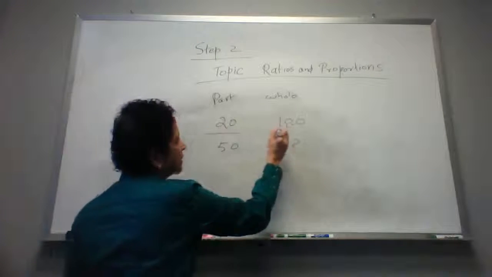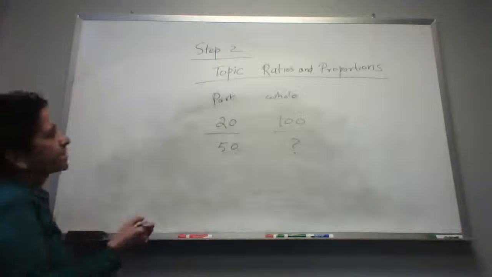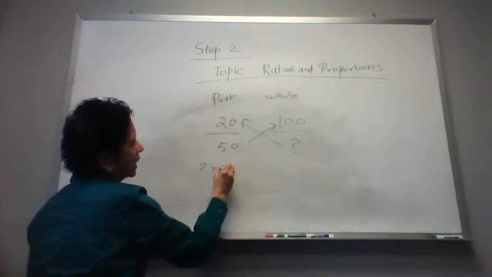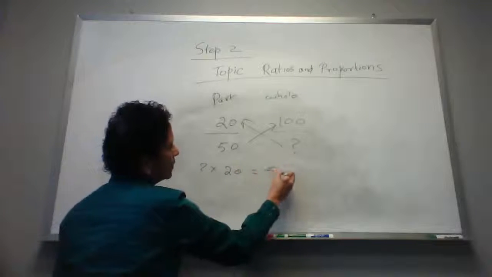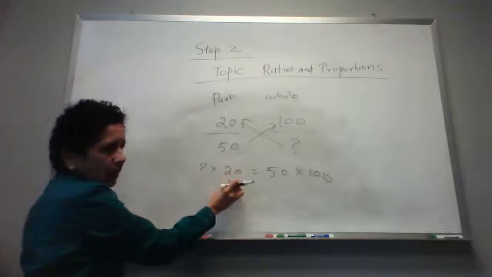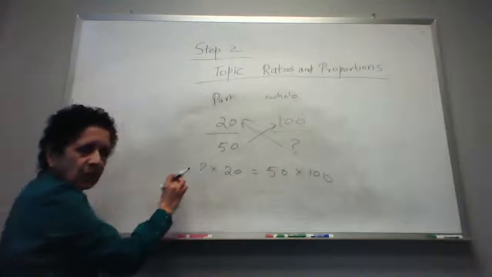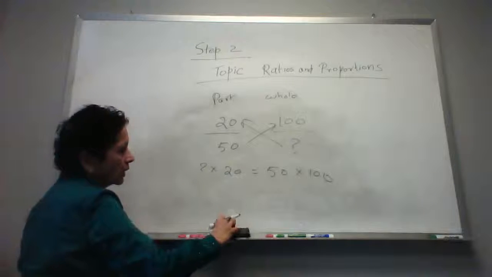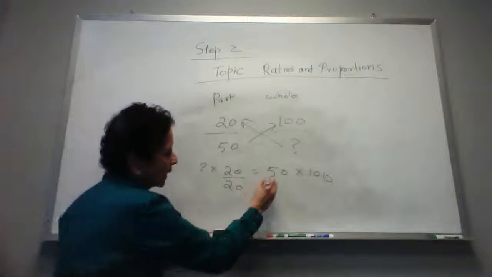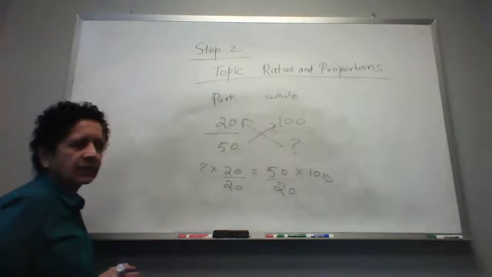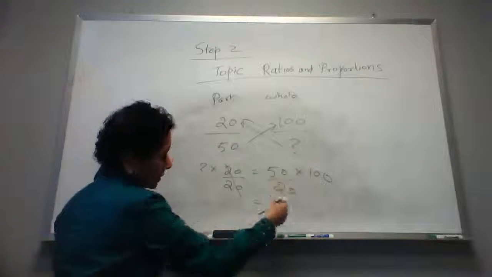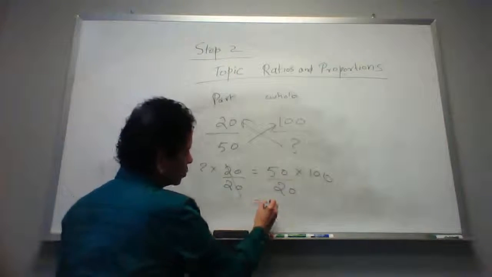Then it's very easy. You just cross multiply. So question mark times 20 equals 50 times 100. And then something times 20. I don't want the 20, I just want this. So I want to get rid of this. How do I do that? If I divide that by 20, 20 by 20 is 1. So I have to be fair. I need to do the exact same thing on the other side. So this cancels. Now if you just compute that, it comes out to be 250.